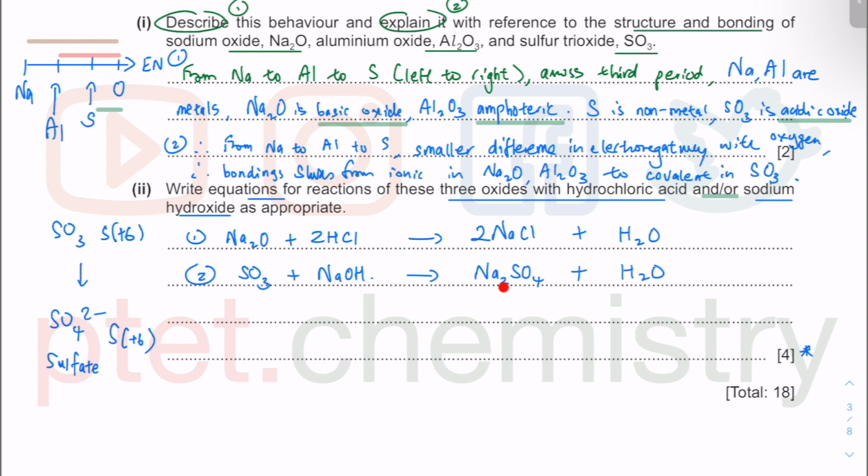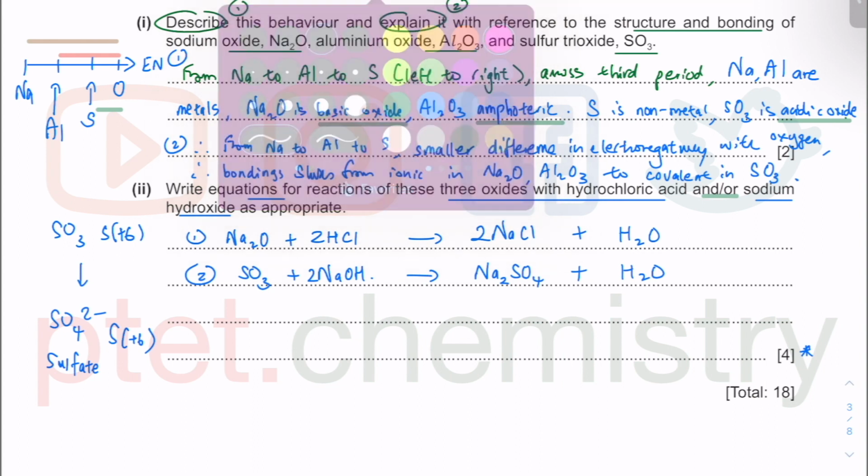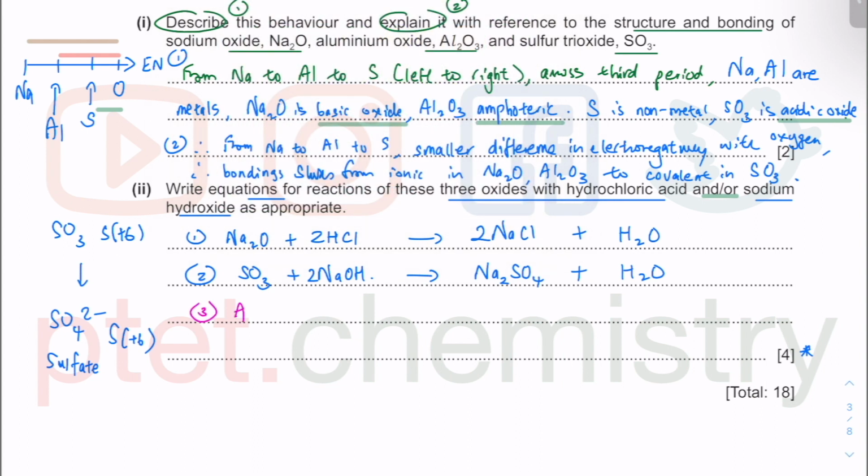Similarly, you have to balance the equation: 2 sodium, so 2 NaOH, and 1 sulfate, meaning 1 of that SO3. SO3 plus another oxygen gives SO4, and then the other oxygen goes here, and the 2 hydrogen goes there, water. That equation is balanced now. Now with the Al2O3, because it's an amphoteric oxide, it reacts with both acids and bases. You've got to show 2 equations.